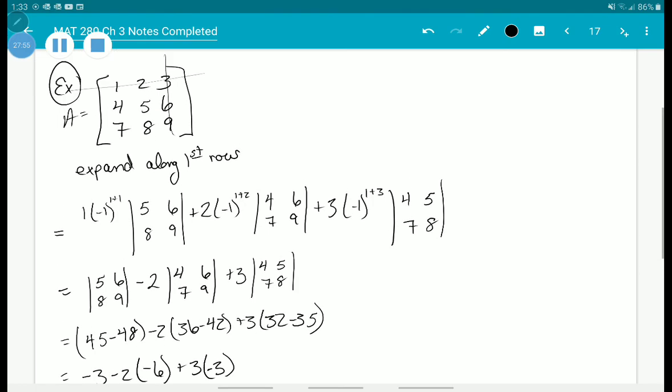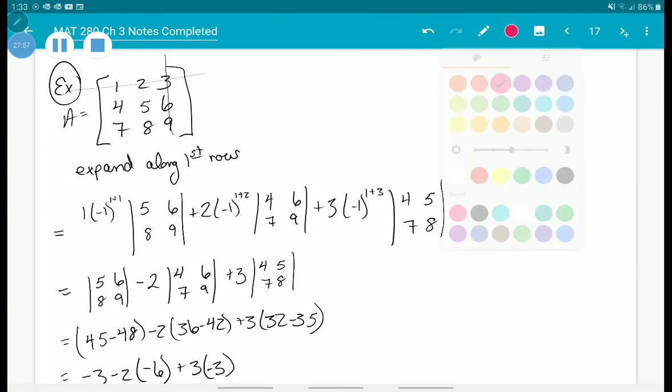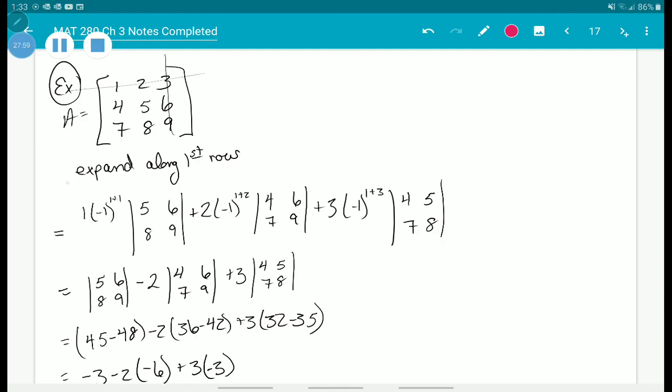Now I want to show you what happens with A transpose, and I'm going to do that in a different color. So we chose to expand along the first row. We could have expanded along any row or any column, and we would still get 0. If we were to look at A transpose, well, A transpose just inverts the rows and columns. So that first column is going to be 1, 2, 3. The second column is going to be 4, 5, 6. And that last column is going to be 7, 8, 9.